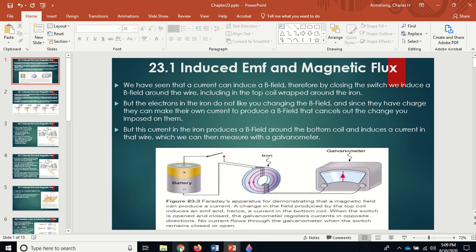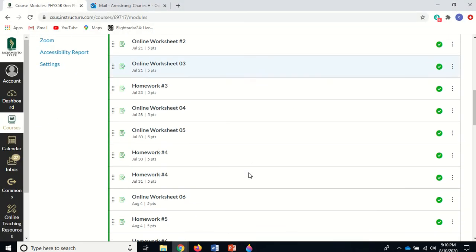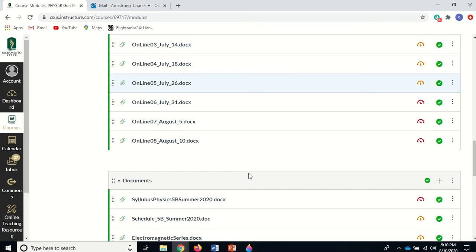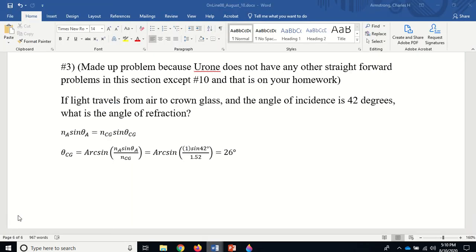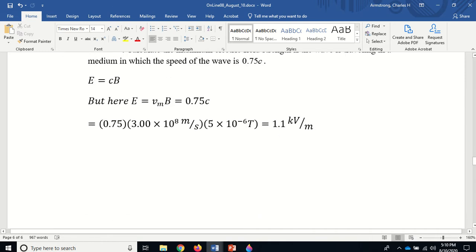So if we go to our page, the modules, online worksheet number 8, which is this one way down here. Okay, so it's up. It's got solutions to a lot of the problems there.